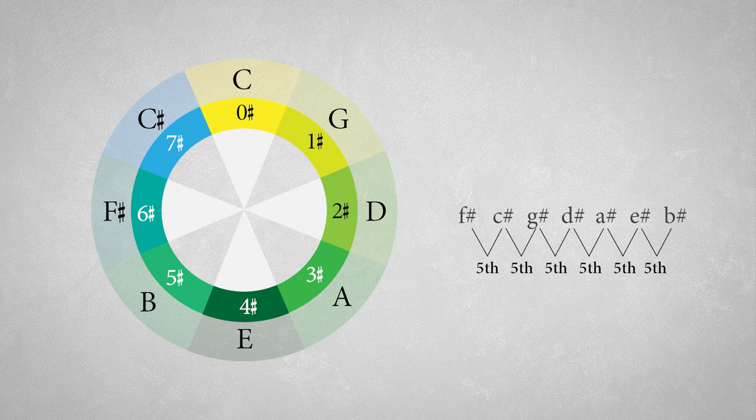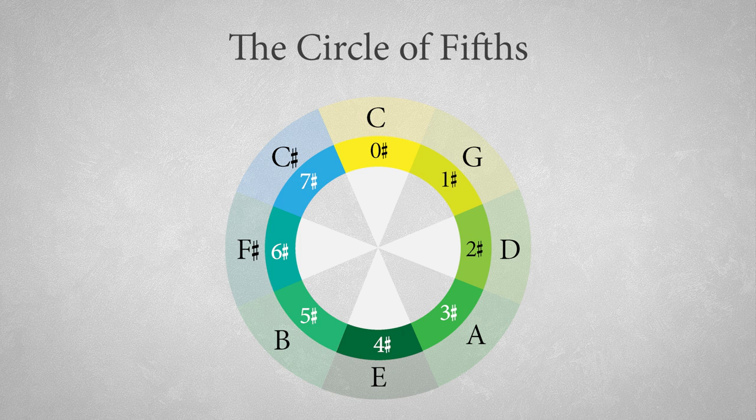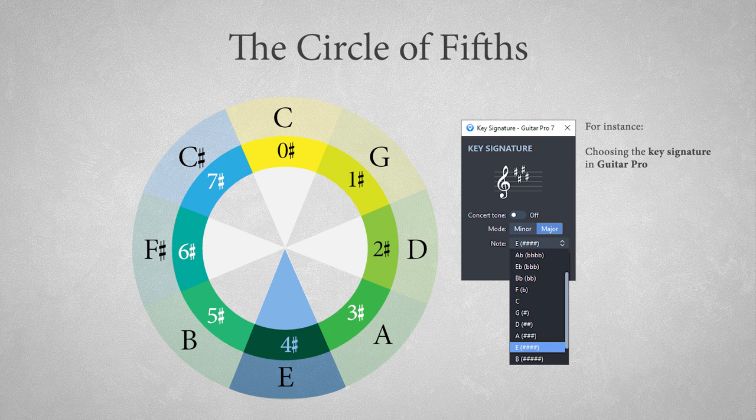Now, this circle of keys that are a fifth away from each other in the clockwise position is called the circle of fifths. The amount of accidentals, which are the sharpened notes, is called the key signature. So the key signature, for instance, of E major is four sharps: F sharp, C sharp, G sharp, and D sharp.